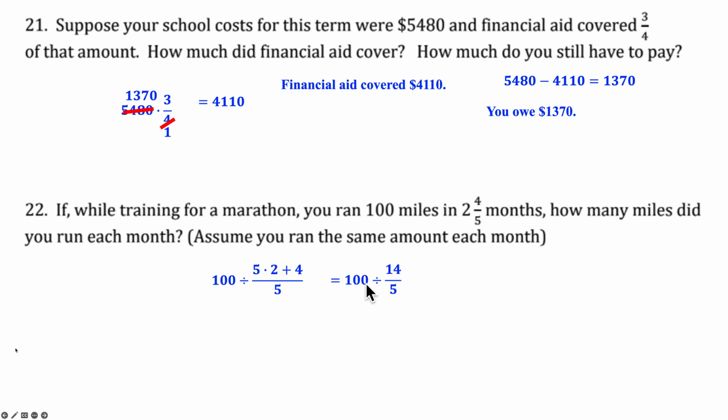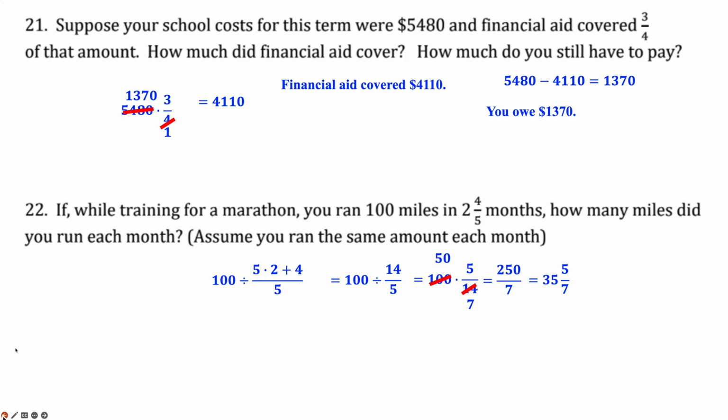Don't cancel the 5 into 100. We're going to multiply by its reciprocal. 100 times 5 over 14. 14 and 100 can be reduced by 2. So 50 times 5 is 250 over 7. If I change that to a mixed fraction, that's 35 and 5/7.